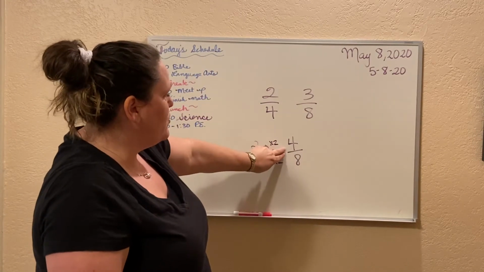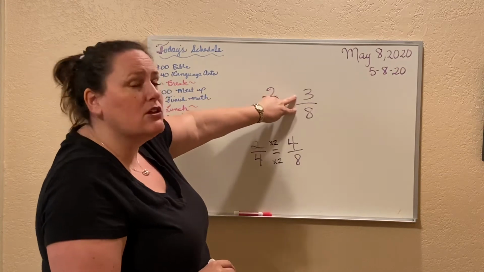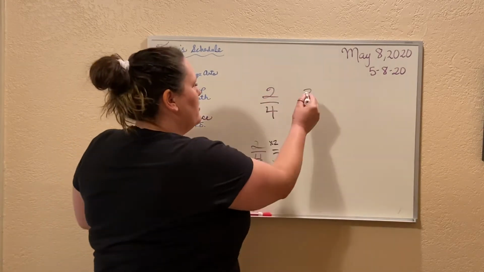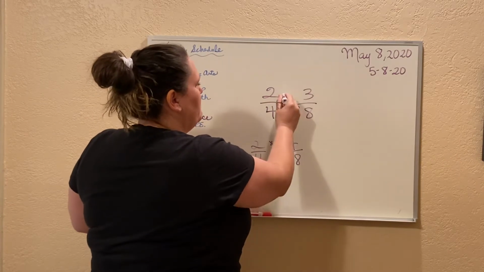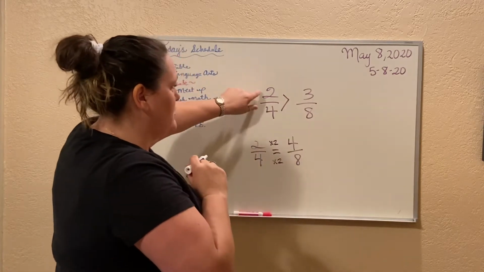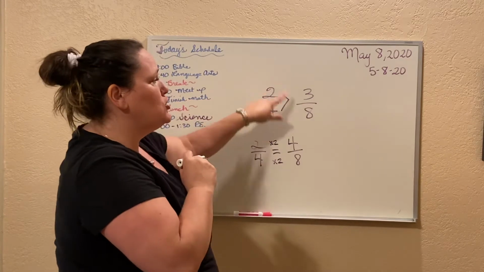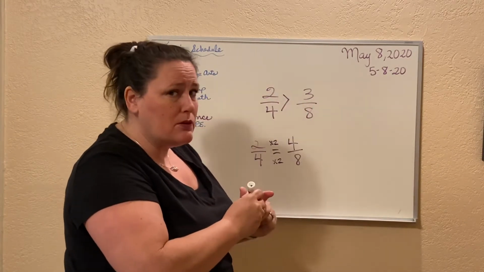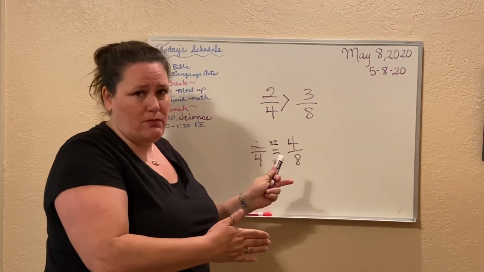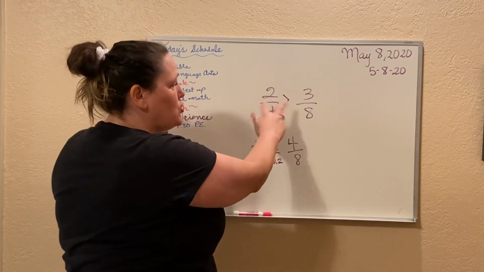So we have 4/8 compared to 3/8. The 3 is smaller than the 4, so we would say this one, because this is equal to 4/8, 2/4 is greater than 3/8. That's what we were doing in the beginning of chapter 6, comparing just two fractions.